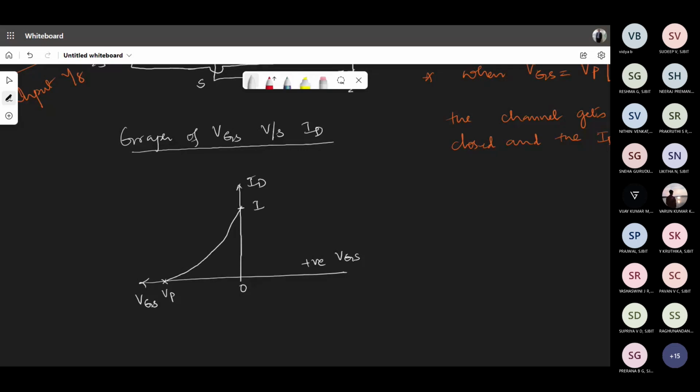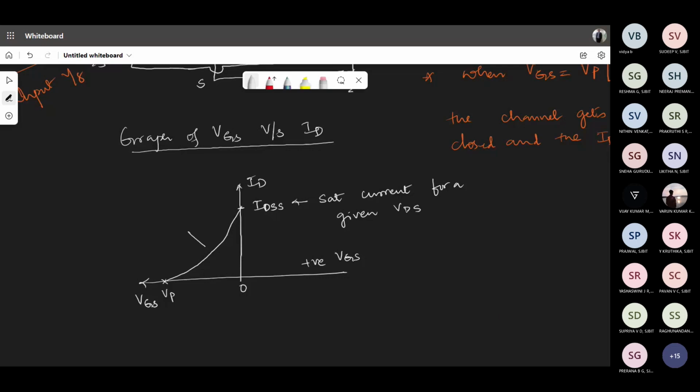And what is this point? This is the IDSS point. This is the saturation current value, the saturation current for a given VDS value.